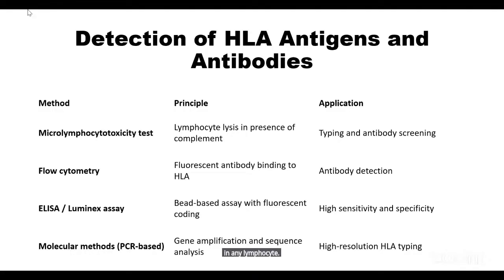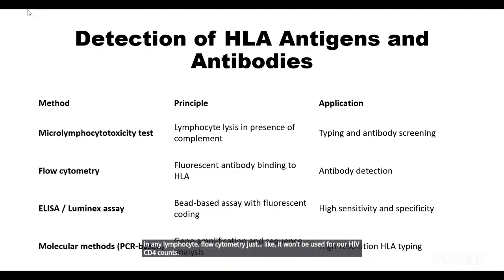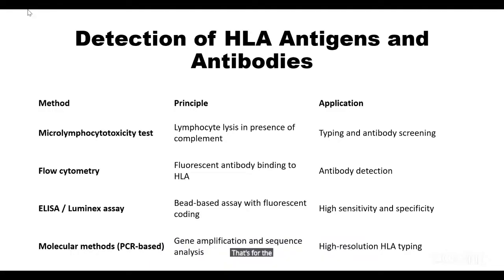Flow cytometry, just like the one we use for our HIV CD4 counts. That's flow cytometry. Then ELISA, just the normal ELISA stuff. Molecular method, PCR-based stuff. Next slide.